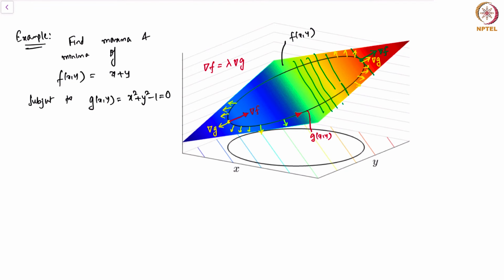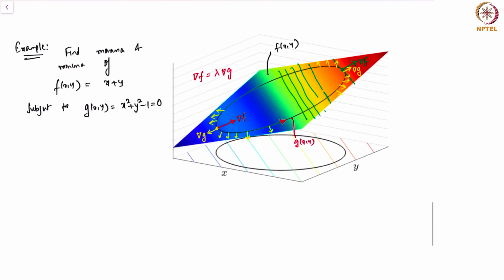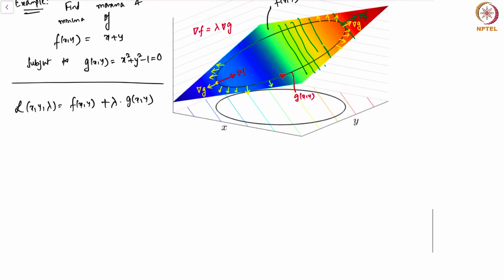The idea is the following. The first step is to create a Lagrangian function, that's L of x comma y comma lambda, which is just f of x comma y plus lambda times g of x comma y. So in this case, it is just x plus y plus lambda times x square plus y square minus 1. That's my constraint. Now this Lagrangian function, if you set it equal to 0, is equivalent to f of x comma y when g of x comma y is set to 0.